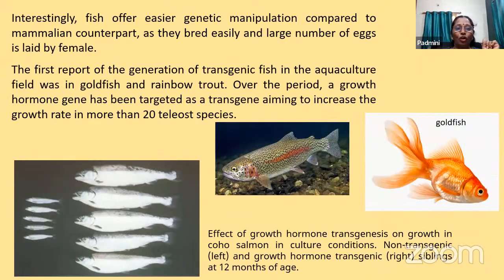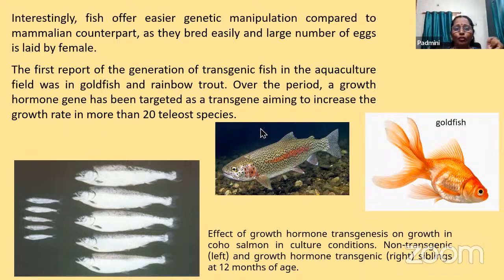So interestingly, fish offer easier genetic manipulation compared to their mammalian counterparts. In the earlier classes, we saw the transgenic cow, mice, and sheep. Their manipulation is a little bit difficult, but in fishes it is easy. Why? Because fishes lay a large number of eggs. If you talk about katla, 1 kg of eggs can give up to 2 lakh eggs. So that is one thing, the large number of eggs laid by the female. And the first report of the generation of transgenic fish in aquaculture was in goldfish. So transgenesis was done in goldfish and rainbow trout.